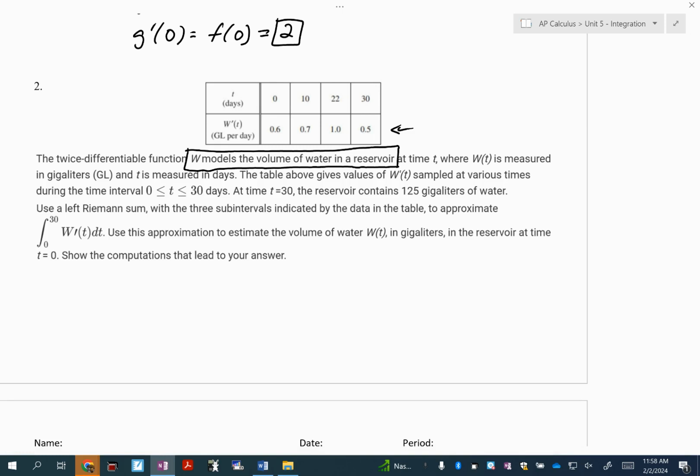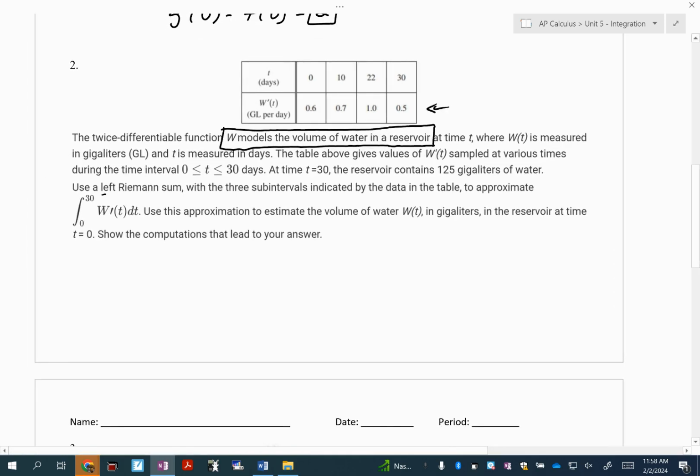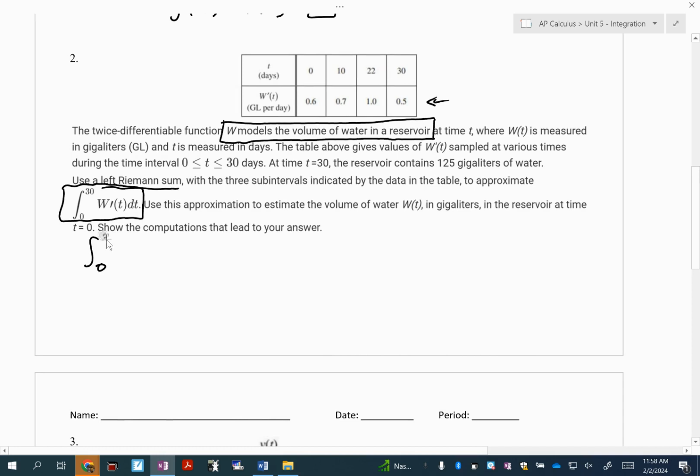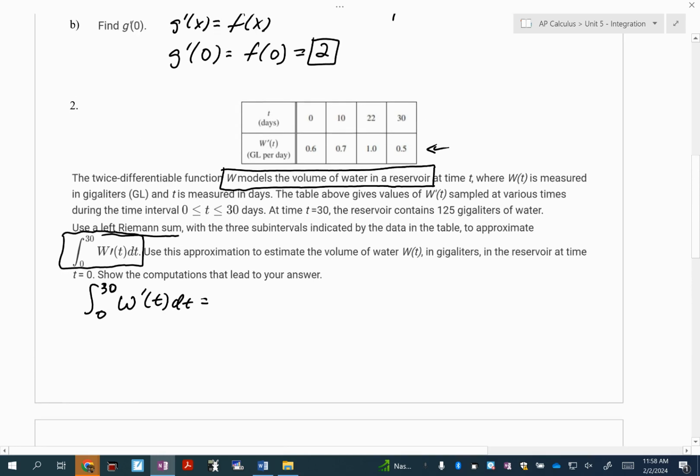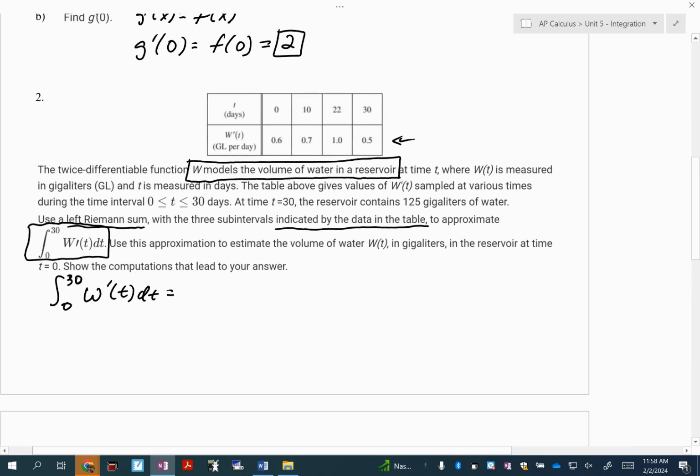All right, so the first question says to find a left Riemann sum for this integral. So essentially, I'm going to first find the integral from 0 to 30 of w prime of t dt using a left Riemann sum, right? My intervals, they say, indicated by the data in the table. So my intervals are going to be 0 to 10, 10 to 22, and then 22 to 30.